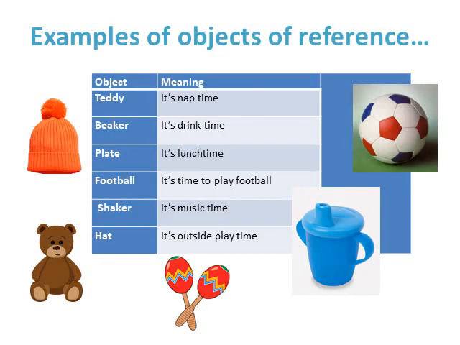Here are a few examples of what objects might represent for a child. So a teddy might mean it's nap time. A plate might mean it's lunchtime. A hat might mean it's outside playtime.